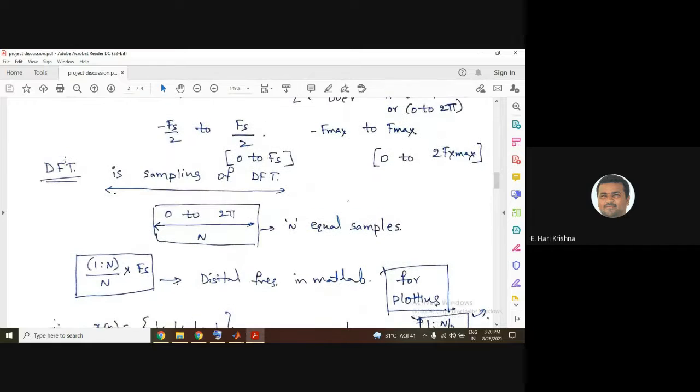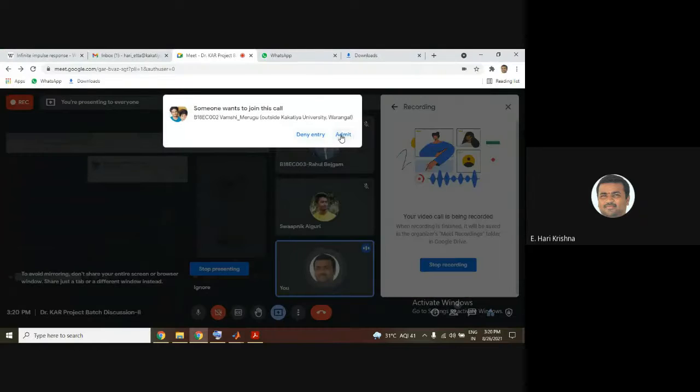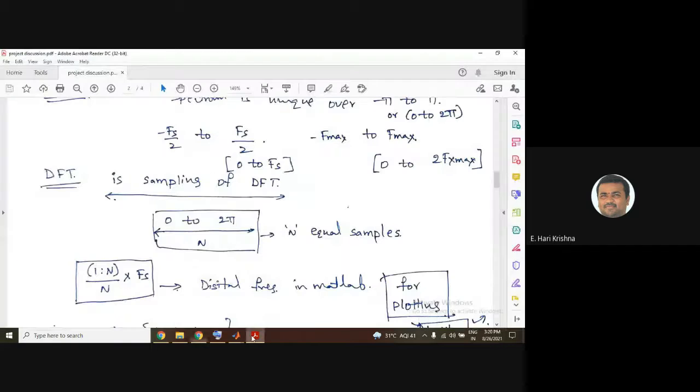DFT is a sampling of DTFT. Here T is missed. It is a sampling of DTFT. Why? Because the output of DTFT is a continuous function of omega. To make it discrete, we are performing sampling.